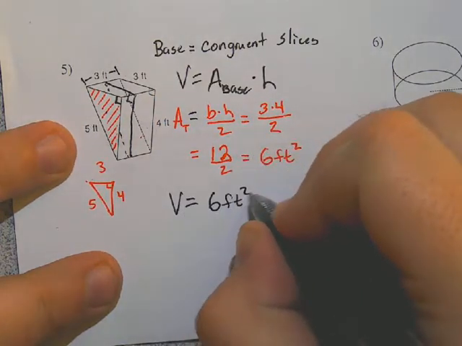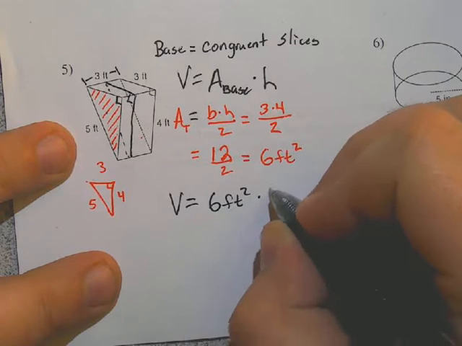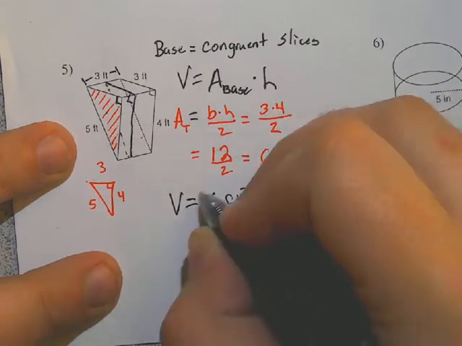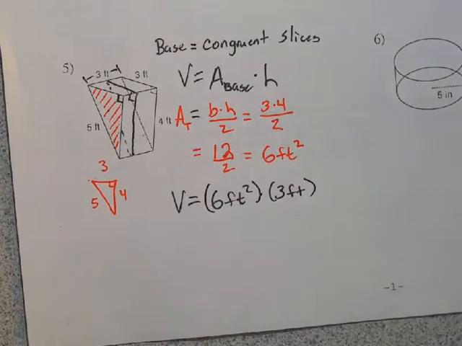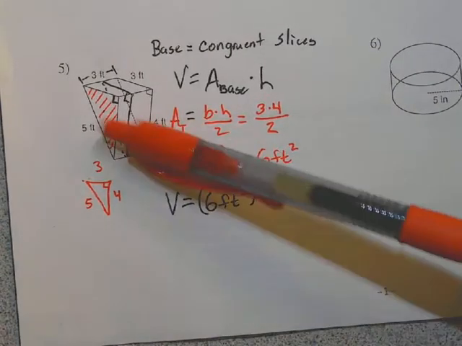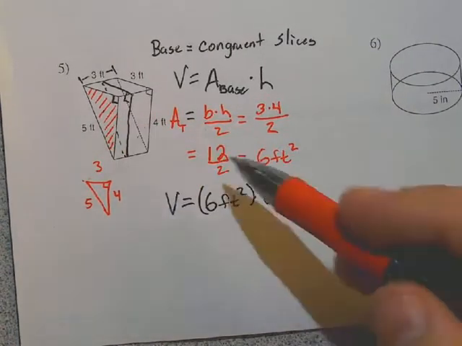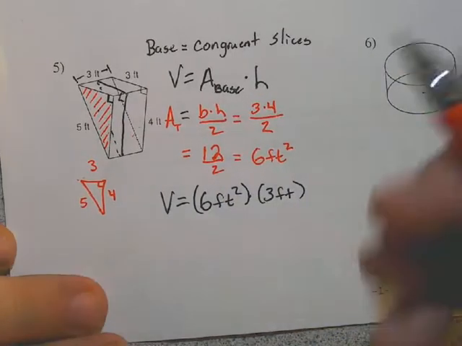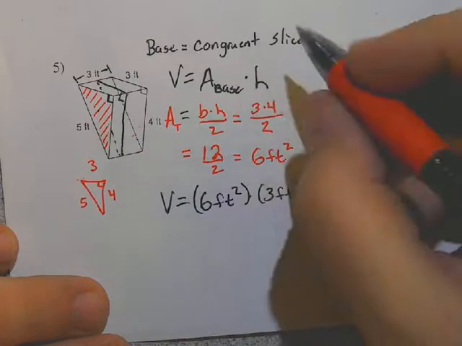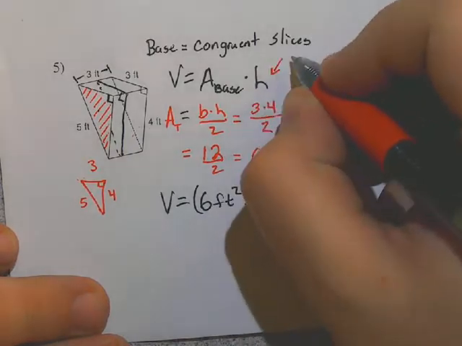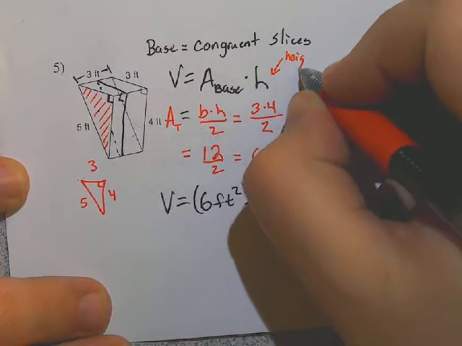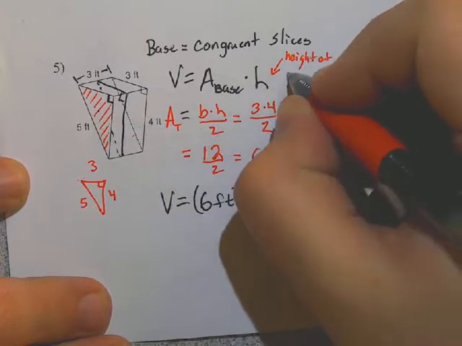But I'm going to stack those slices 3 feet tall. So the volume is equal to that 6 square feet times 3 feet tall. Is there a formula for this? I don't know. Maybe there is. You could make one up, once again. Base times height divided by 2 times h. But you've got to remember, 2 different heights.